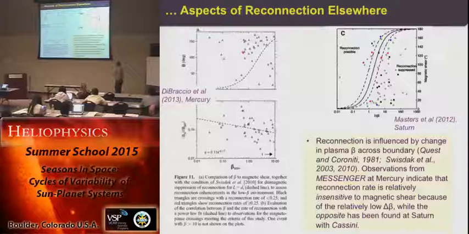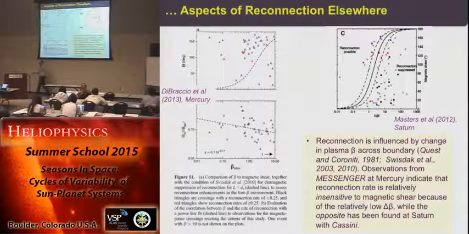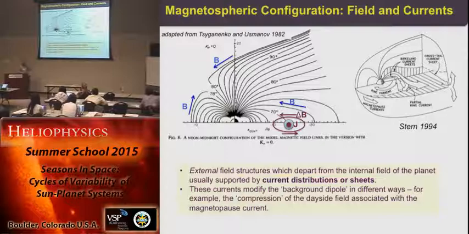Okay, so just before we go to the break, I'll show you one more slide. We're now going to start to consider different planetary magnetospheres. To set the scene, here's a reminder of the magnetospheric field configuration and the associated currents. Again, that same diagram of the Earth's magnetosphere that I was showing.